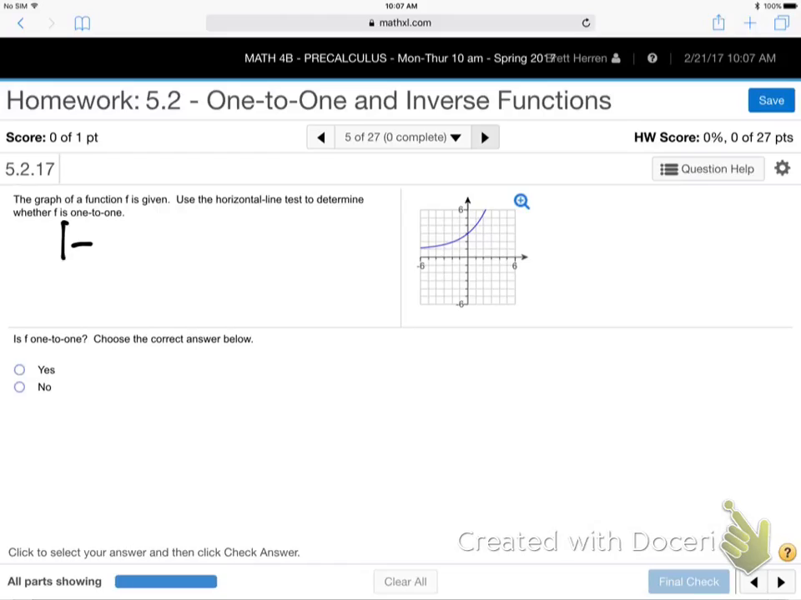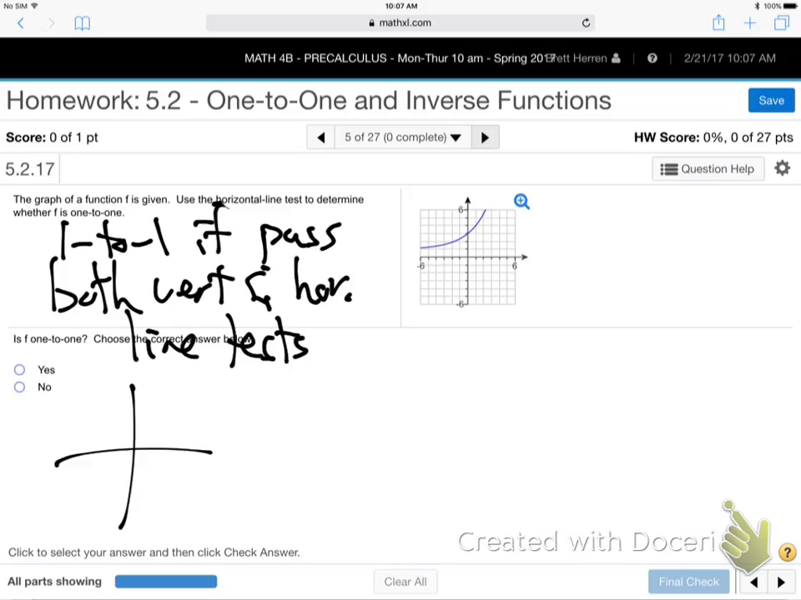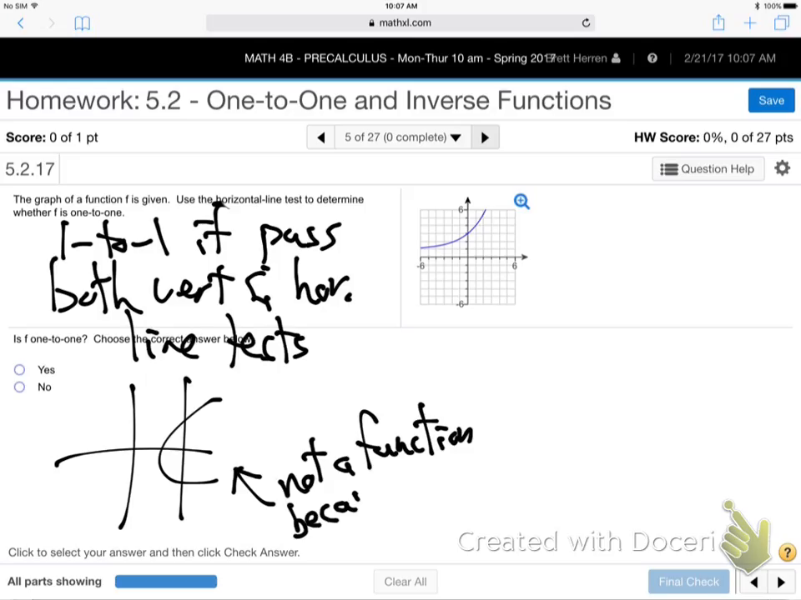So on a graph, you're one-to-one if you pass both the vertical and horizontal line tests. I know they're only mentioning the horizontal because it's already a function. Remember, to be a function, you've got to pass the vertical. So if we have something like this, that's not a function, because it fails the vertical line test. Remember, if a vertical line hits more than one point, it's not a function.